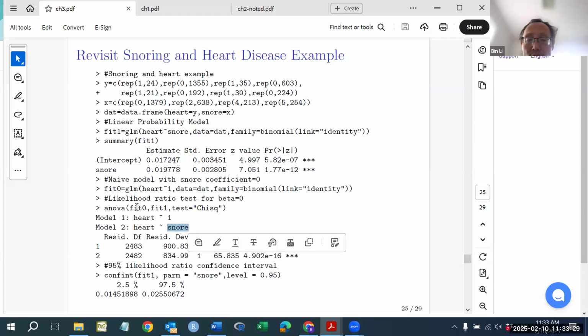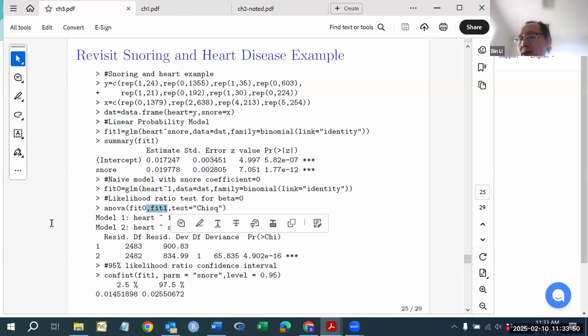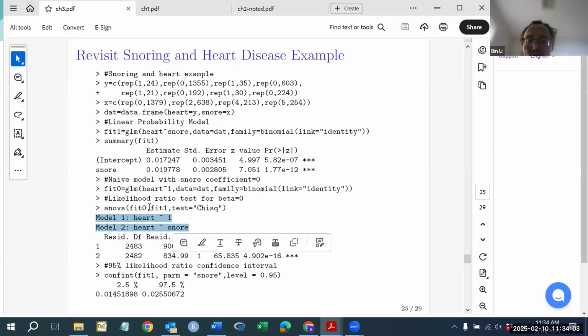For the likelihood ratio test, we fit these 2 models: fit 1 that includes the intercept and the snoring, and the naive model with only the intercept. Then we can use the ANOVA test. Fit 0 is the intercept-only model, and fit 1 is the identity link model. The test is chi-square, which shows the likelihood ratio test for the snoring effect, beta equals 0 or not.